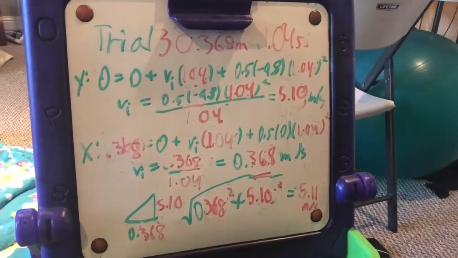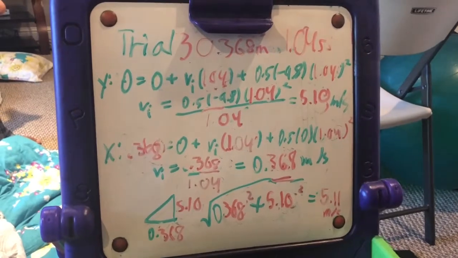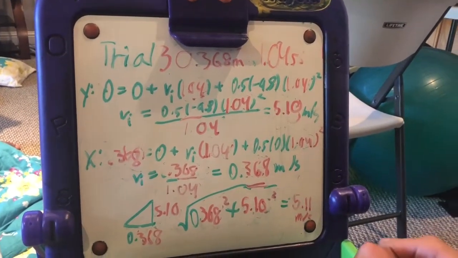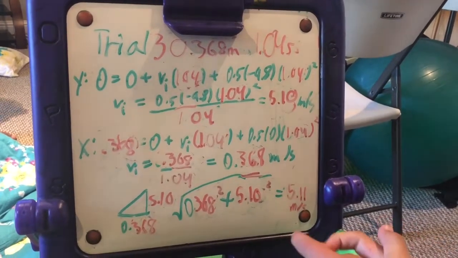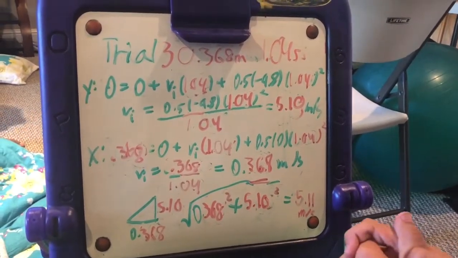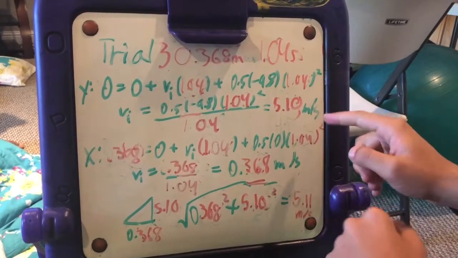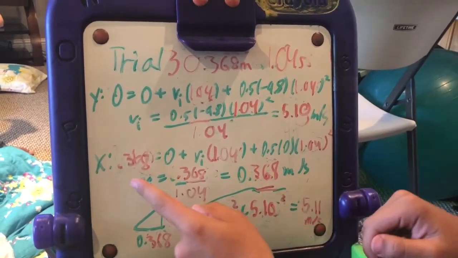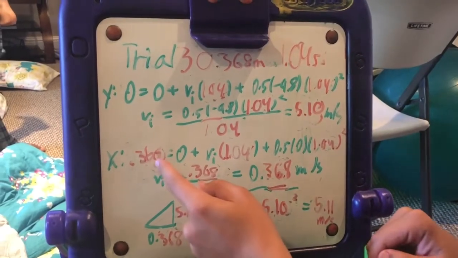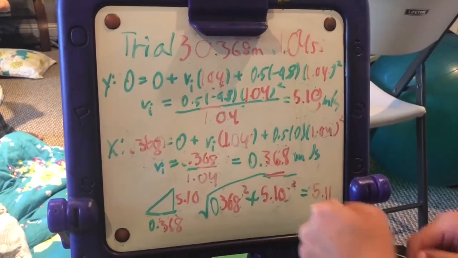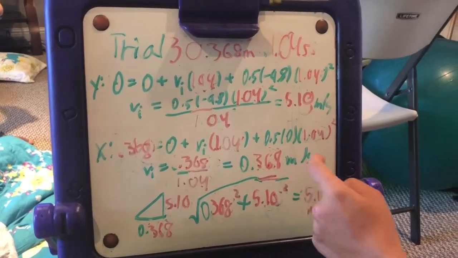For trial 3, the marble went 0.368 meters in 1.04 seconds. For the initial Y velocity, we used the second equation, and there was no initial displacement because we didn't account for the height of the cannon. When we calculated through, we got 5.1 meters per second. For our X initial velocity, we have 0.368 meters because that's how far the marble went. After we calculated using the second equation, we get 3.68 meters per second.